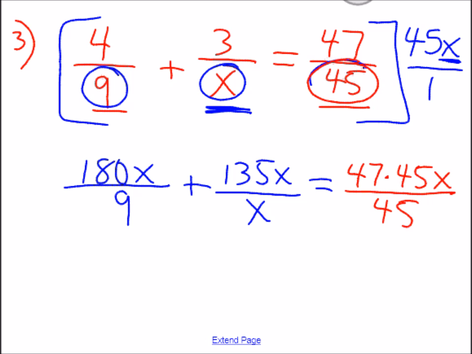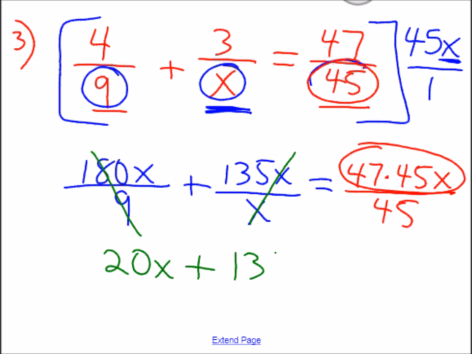You could, if you like to, multiply 47 times 45 very easily and write that answer instead of what I have over here. But the reason why I do that is I'm going to show you a trick here. Now we can divide these fractions out. Here I get 20x. On my second fraction, I actually get 135 because the x's cancel. On my last fraction on the other side of the equation, the 45s cancel because multiplying and dividing by 45 are inverse operations. So we actually get 47x.